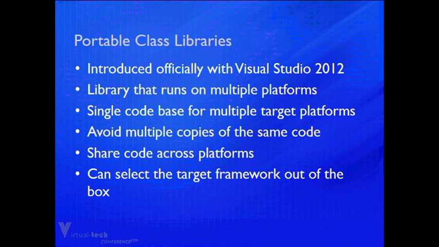We can also select the target framework out of the box. There are different framework environments we can use it across, so we can target exactly the framework we want. Say our application wants class libraries specifically for Windows Phone and Windows 8. We can target that framework and make use of the API features available with it. Or if you want to target Silverlight or a WPF app, we can target that framework and make use of the APIs available with this particular class library.